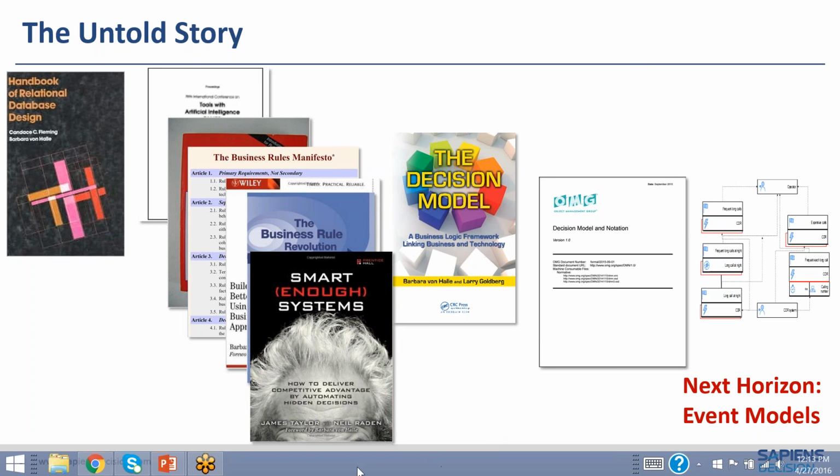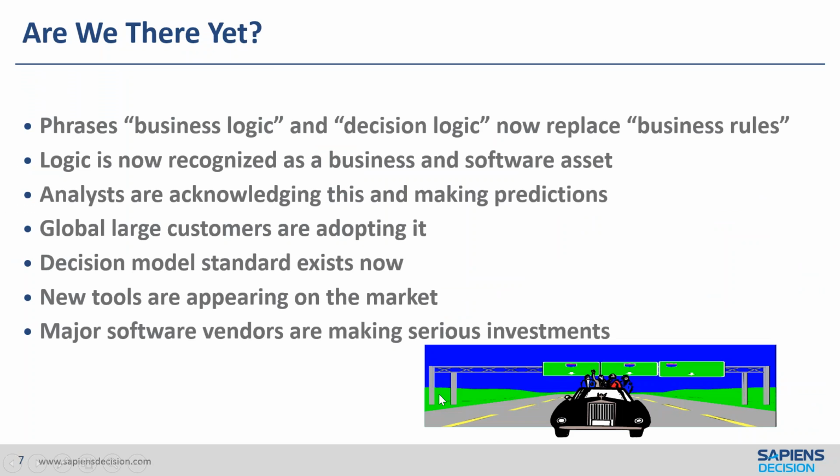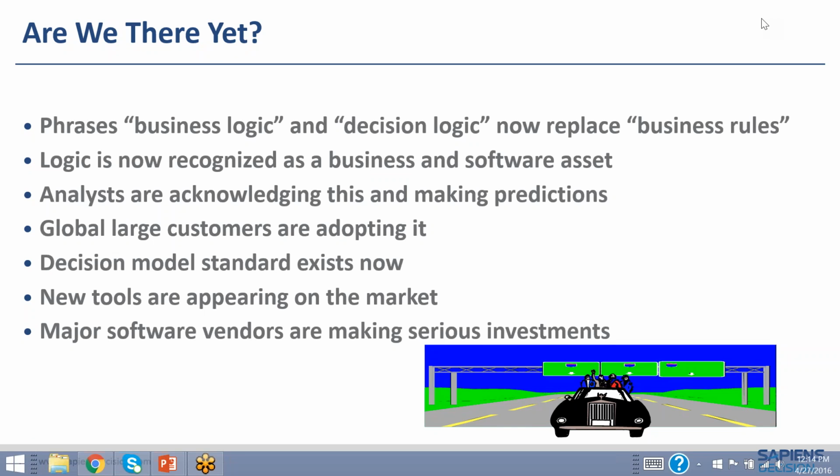So let's see. Page forward here. So the question is, are we here yet? Is decision modeling for everyone? I wanted to point out some of the things that our marketing people say that they see out there. The phrases business logic and decision logic are now replacing the phrase business rules in many places. And logic is now represented as a business and software asset in many places. Analysts, Gartner, Forrester, etc., are now acknowledging this and making predictions as to a new marketplace.